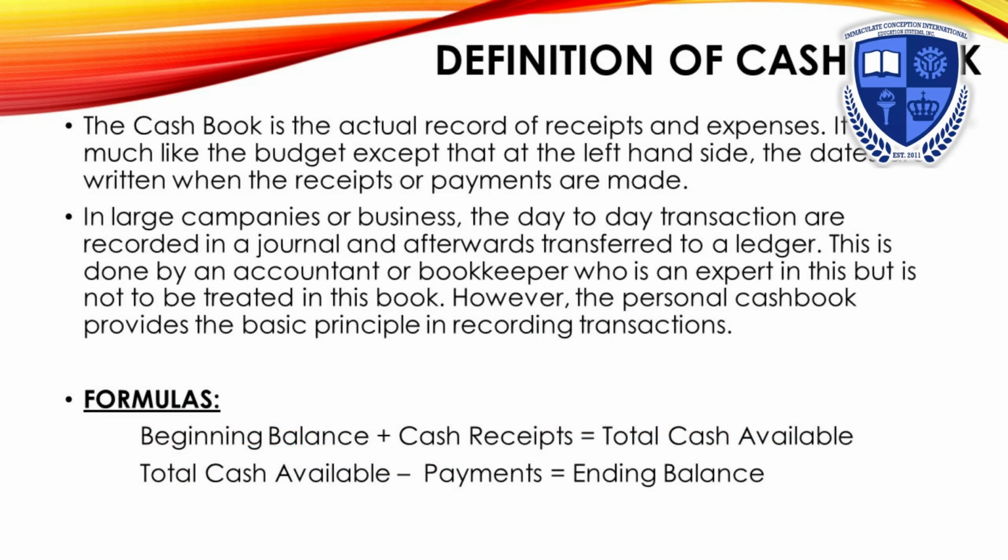Definition of cash book. The cash book is the actual record of receipts and expenses. It is done much like the budget except that at the left-hand side, the dates are written when the receipts or payments are made. So, ibig sabihin po, class, ang cash book ay ito yung pinaka-actual na record kung saan nakalagay na mismo ang mga dates, mga hiniram, mga inutang, nautang, mga binayaran at iba pang mga pinagamitan niyo po.